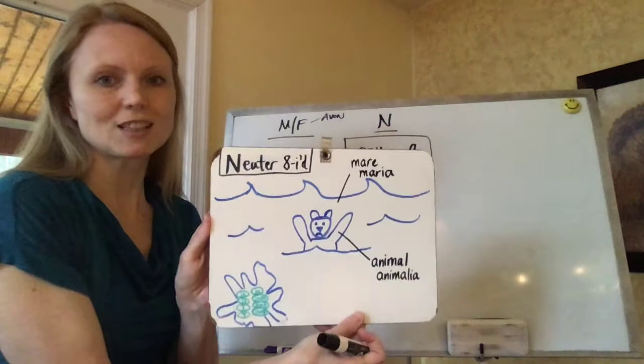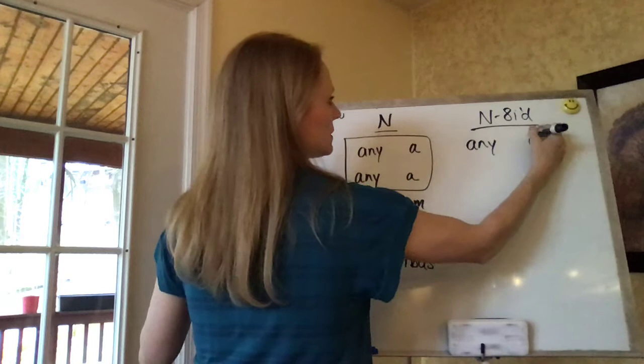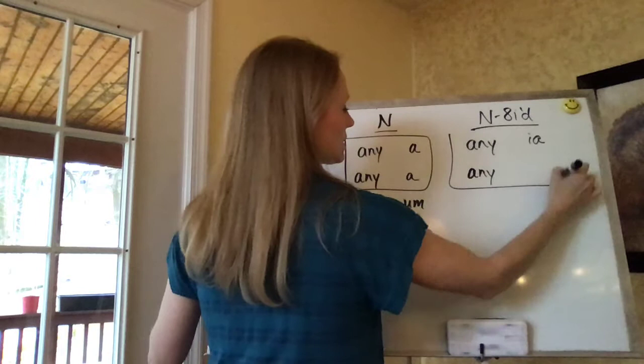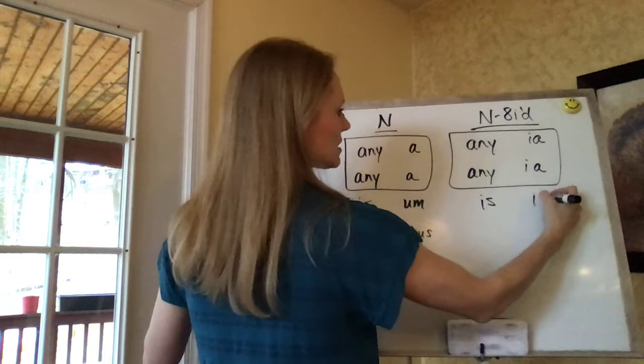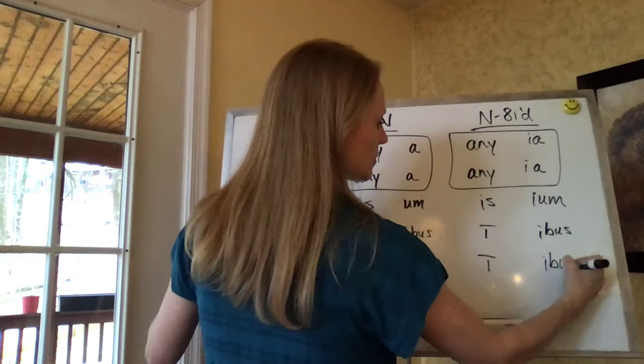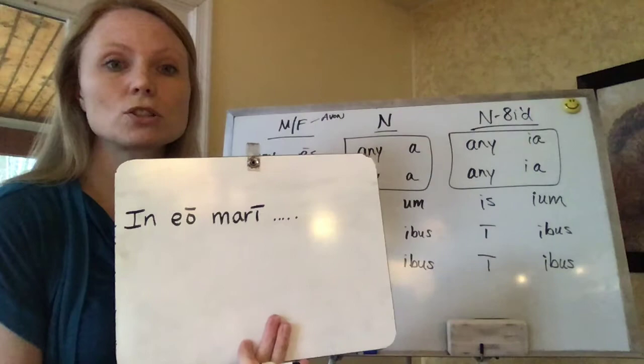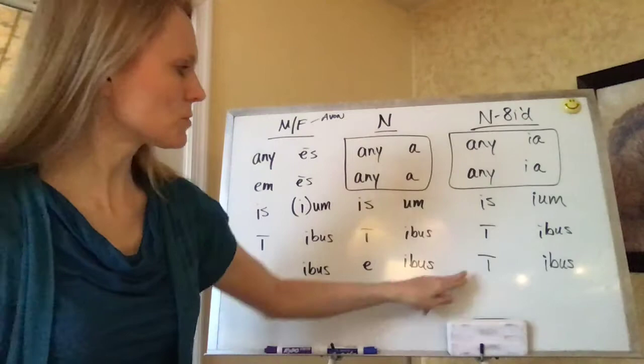All right, now let's take a look at our eight-eyed monsters. Remember, that's these. They really like those i's. So our neuter eight-eyed monsters: any, ia, mare, maria. Neuter law, these are going to stay the same: any, ia, is, ium, these are our eight i's. E, ibis, and then that ablative singular, which is where it'll really trick you, is e, ibis. And remember, we just saw that when we went over our question at the beginning. We saw Marie, which would be right here.